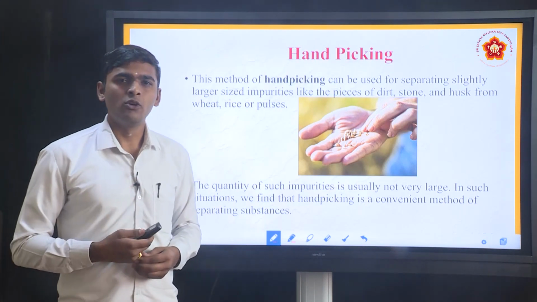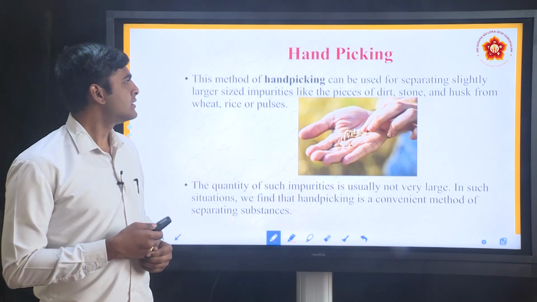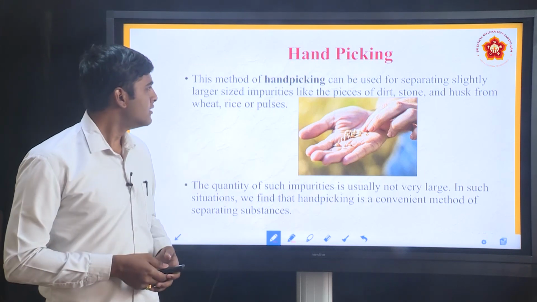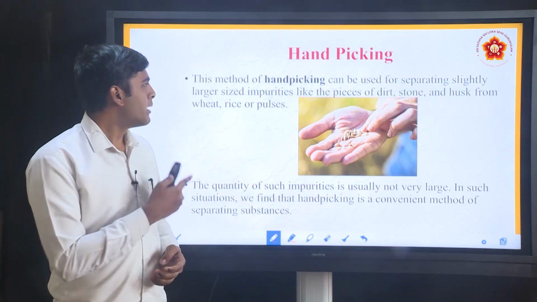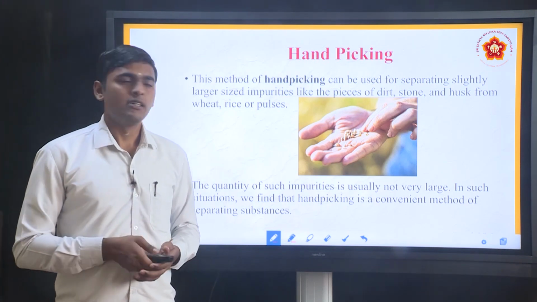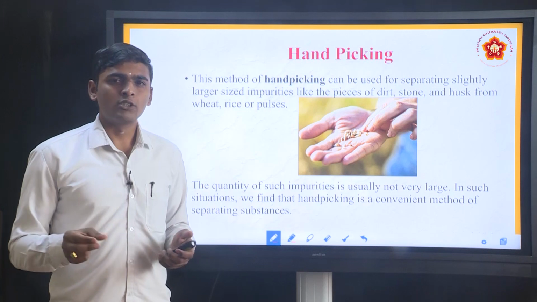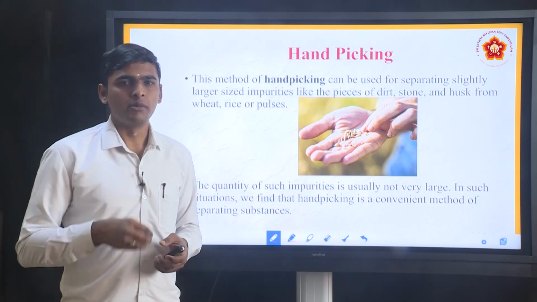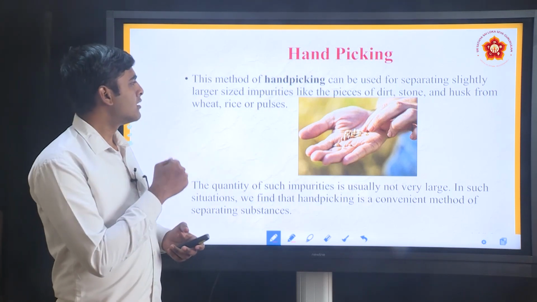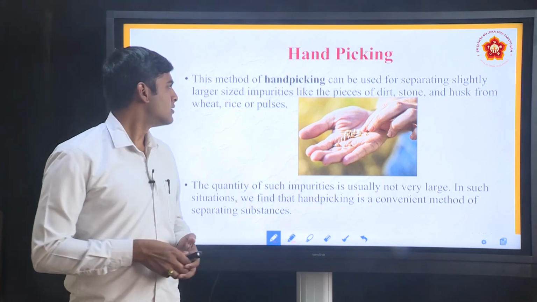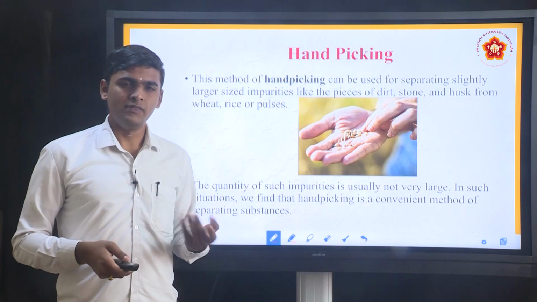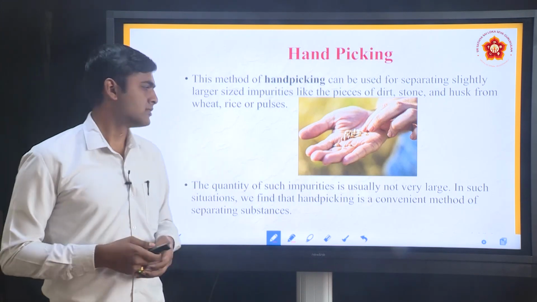Next, one by one we will go into each of the methods. This is the first method, that is hand picking. This method of hand picking can be used for separating slightly large sized components, which are very few in number. Like the impurities, pieces of dirt, stone and husk from many grains such as wheat, rice and pulses.